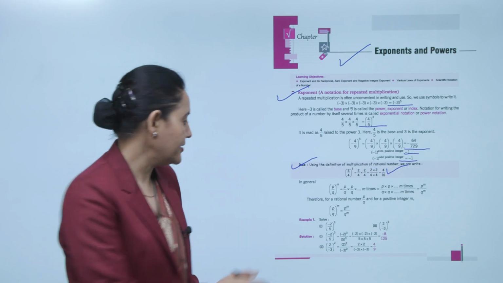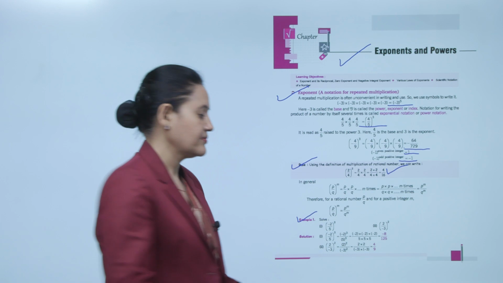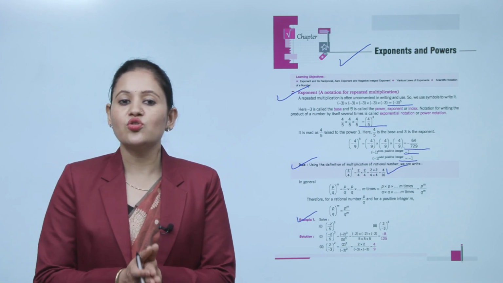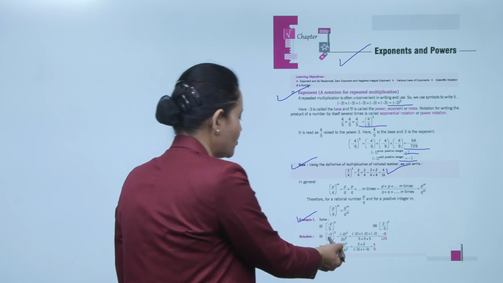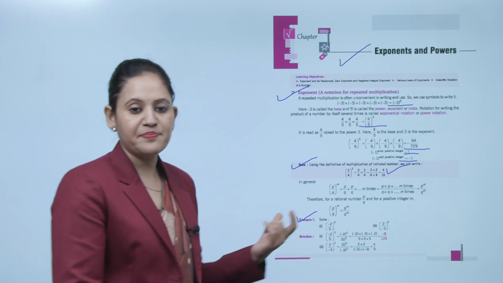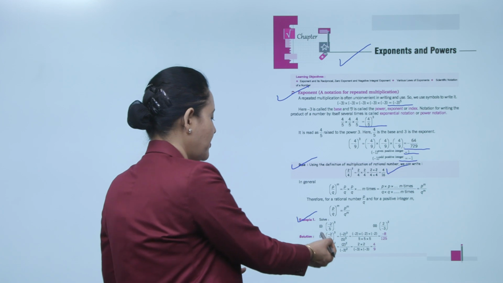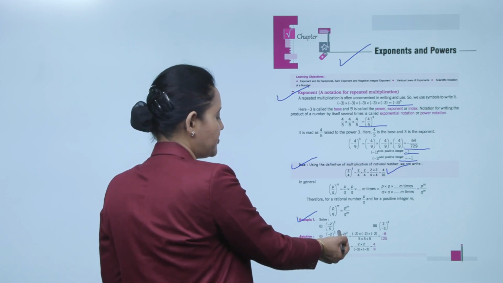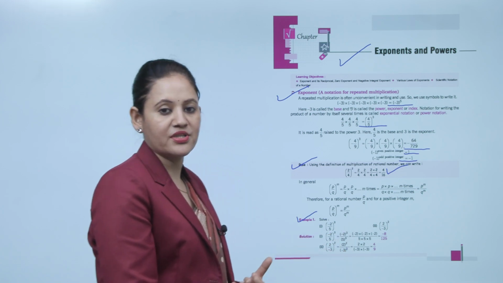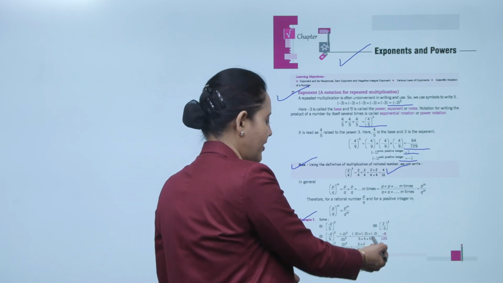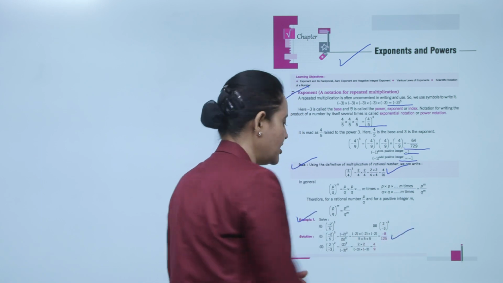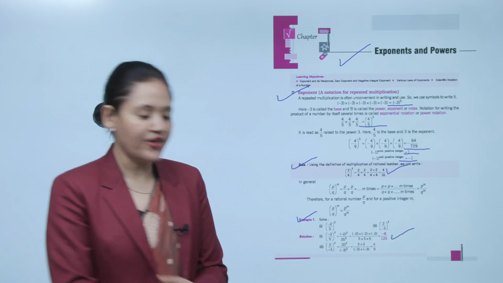Now I will take an example. Minus 2 upon 5 to the power 3. This power 3 applies to both minus 2 and 5. That can be written as minus 2 to the power 3 upon 5 to the power 3, which is minus 2 into minus 2 into minus 2 upon 5 into 5 into 5. We will solve it: minus 8 upon 25.